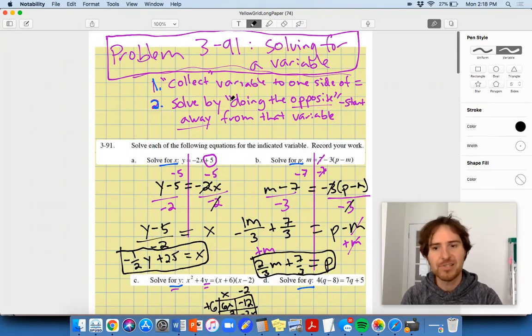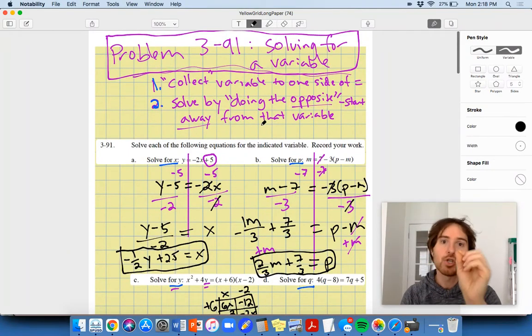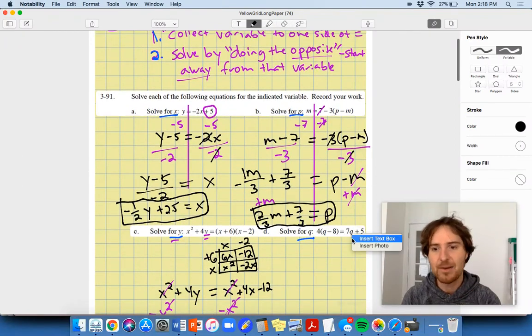Okay, let's go through again my solving principles. Collect variables to one side of equals. Well, I got them on both sides here, okay? One thing that I might do first is the distributive property here because I got to figure out which side I'm going to collect to.